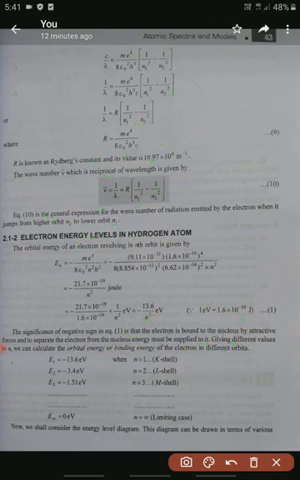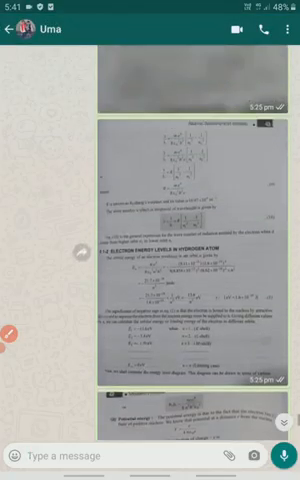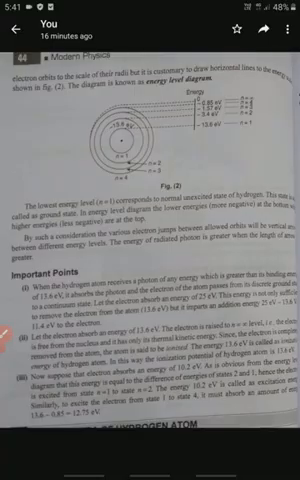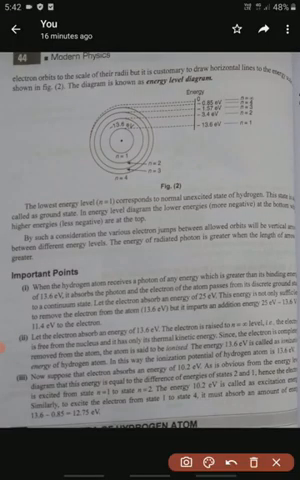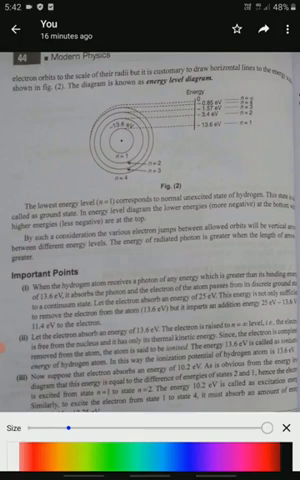Next we will draw the energy level diagram of the hydrogen atom. So this is the energy level diagram of the hydrogen atom: first energy level minus 13.6, second energy level minus 3.4, and third level minus 1.51, and so on. We can draw it with circles or with horizontal lines on an energy scale. This diagram is also known as the energy level diagram.